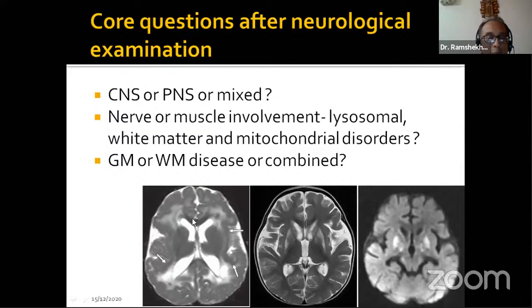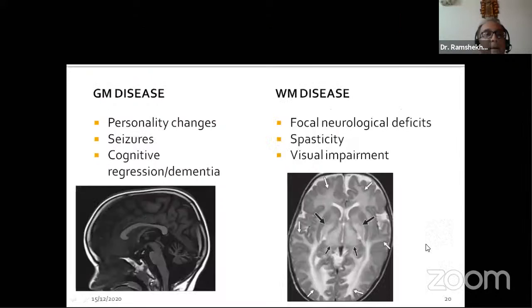The figure on the left shows an MRI of a patient with Zellweger disease who has a combination of gray matter involvement with perisylvian polymicrogyria and leukoencephalopathy. The figure on the right shows the MRI of a patient with gray matter disease involving the deep nuclei, primarily due to an organic aciduria, with typical diffusion restriction signals noted in the basal ganglia.